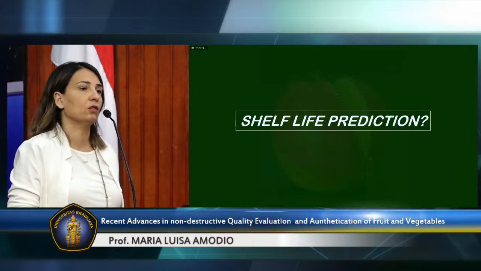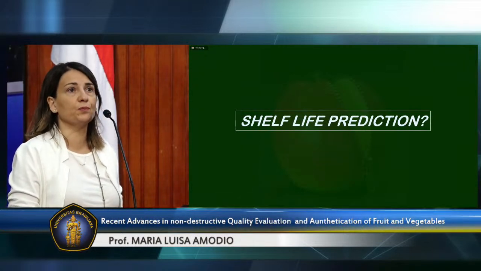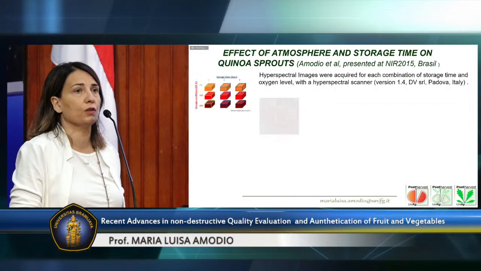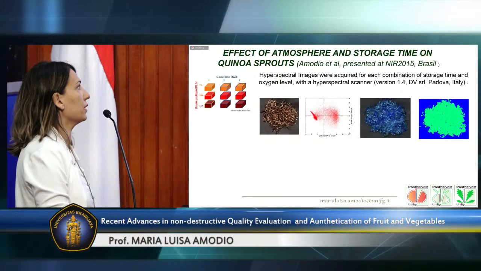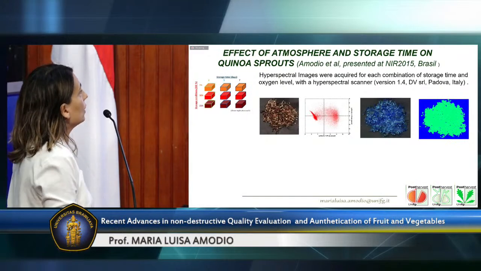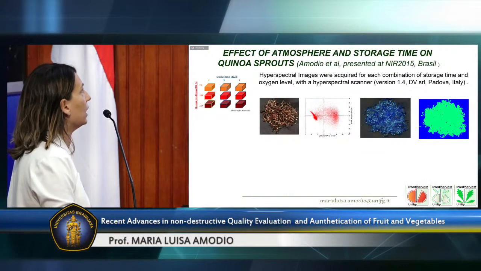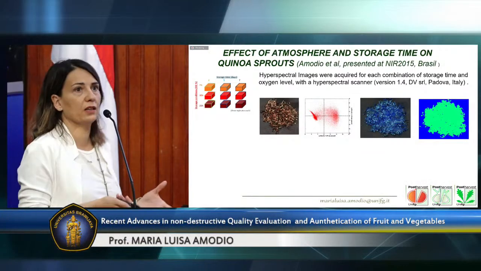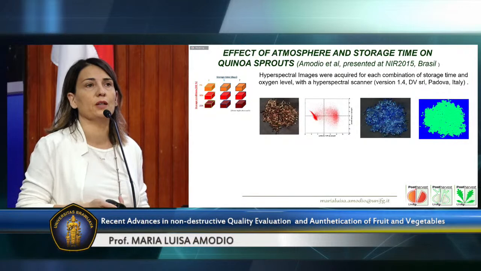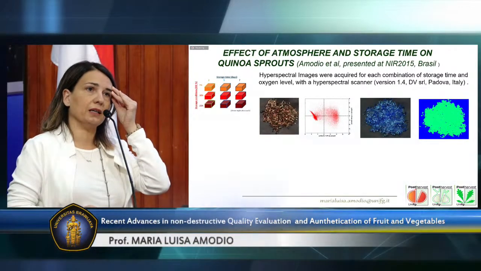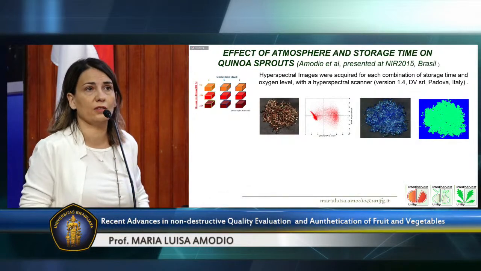Finally, the last part is on shelf life prediction. So for instance, this is an example of quinoa sprouts where making conventional measurements is very hard because it's a product you cannot manage very well. You cannot put a colorimeter to measure color. And this is just an example of applying 3 oxygen levels over time.